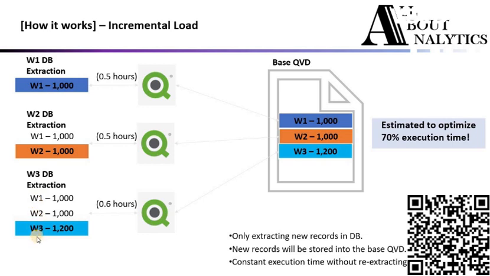Coming to week 3, if we expect there's an increase in the number of records, it doesn't matter, right? Because it will only increase the execution time by about 10 minutes, and we concatenate into our base QVD, right? So if we do this, the estimated result can optimize our execution time by 70%, right? So this is really a game changer, whereby we are able to recover in just an hour, right?